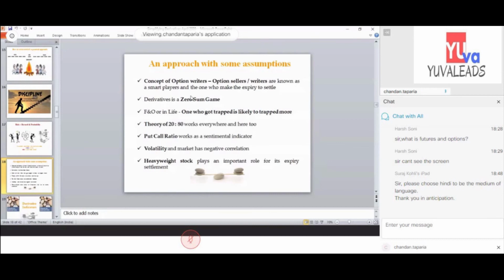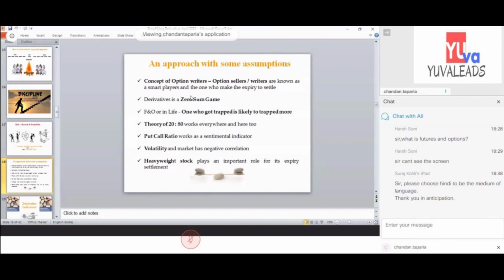If I talk about the option point of view, again, you need to understand derivatives is a zero-sum game. If you are making money, someone is losing. So if someone is trapped, they are likely to be trapped more. If someone is making money, they are likely to make more. And how do we know whether someone is trapped or not? That can be known through the averages. Now, for example, the Nifty is trading at 9,000 and the average is 9,100. That means we are lower than the average. That means the bulls are trapped, so more selling can come.